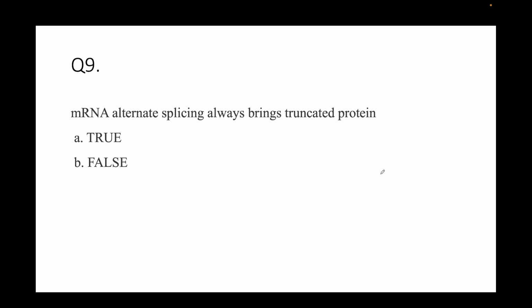Next question is, mRNA alternative splicing always brings truncated protein. Is it true or false? Try to answer this question.